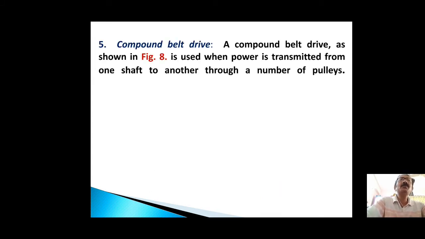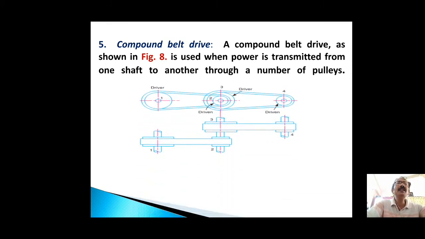Now, number 5, the compound belt drive. A compound belt drive, as shown in figure 8, is used when the power is transmitted from one shaft to another through a number of pulleys. In this case, on a particular shaft many pulleys are mounted. When different powers or different velocities are to be transmitted from one shaft to another, the compound belt drive is used.